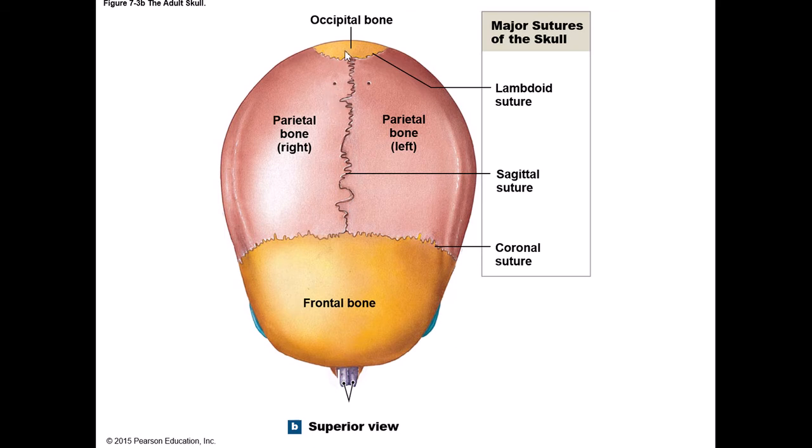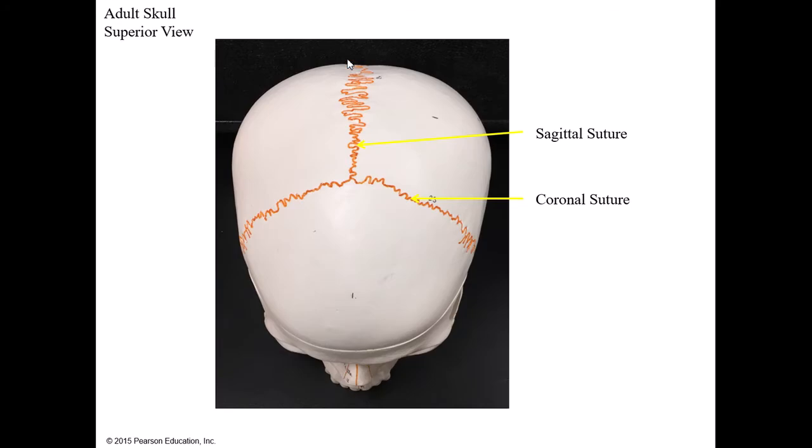And over here, the occiput is connected to the two parietal bones. We see the top of the lambdoid suture. We'll see that in another slide. This is it on our skull bone, the coronal suture here, and the sagittal suture.